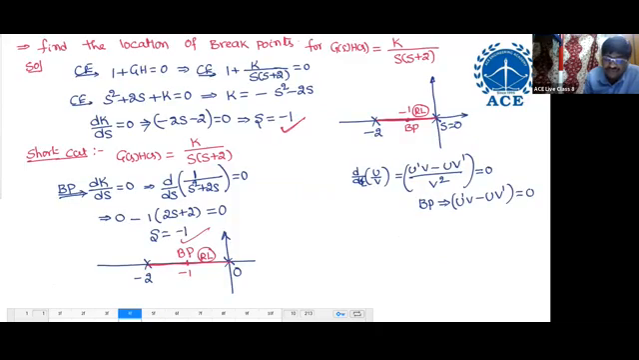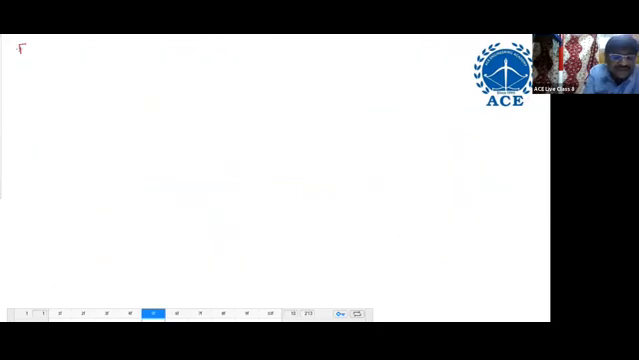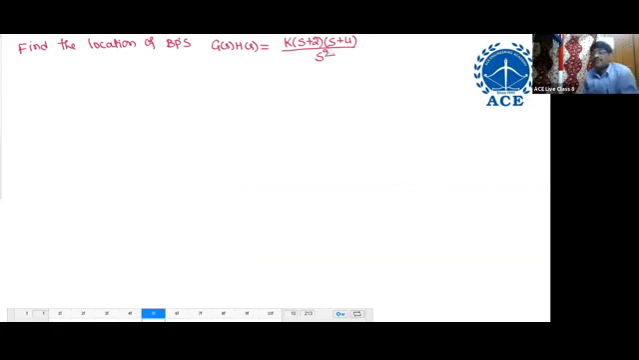Next problem. Find the location of breakpoints. For G of S, H of S equal to K into S plus 2, S plus 4. Both are there, select both, so that if they don't give the answer, we can challenge the question. Okay.